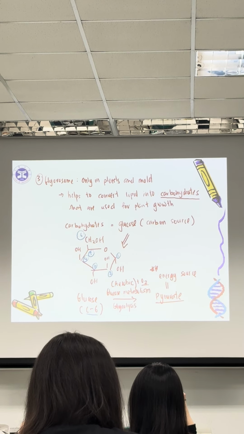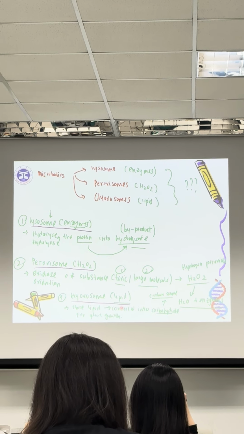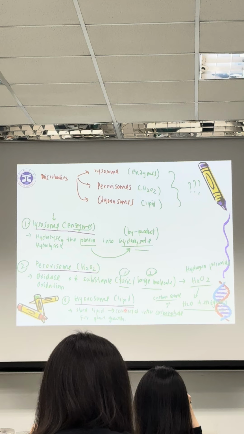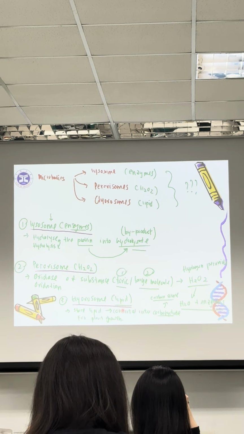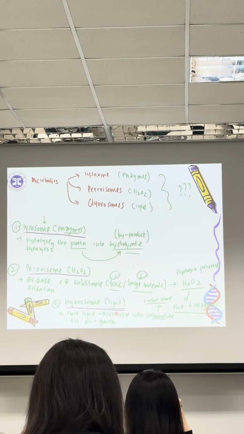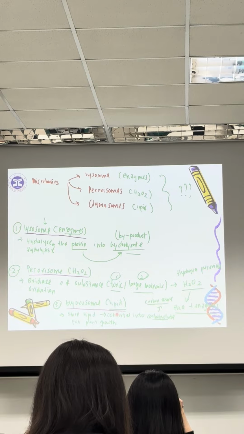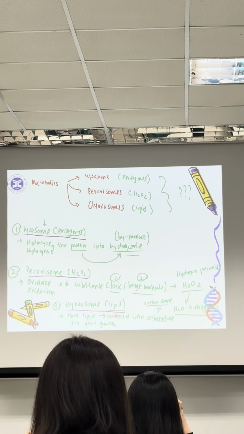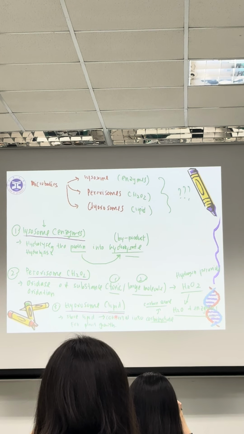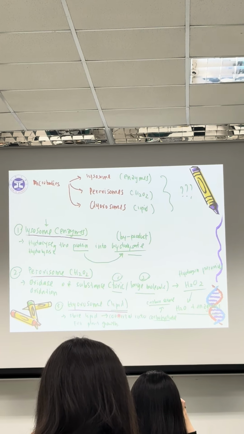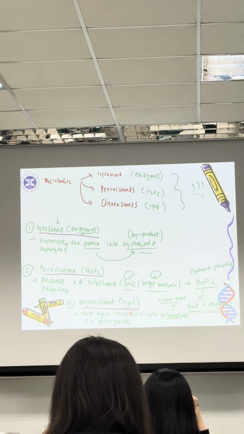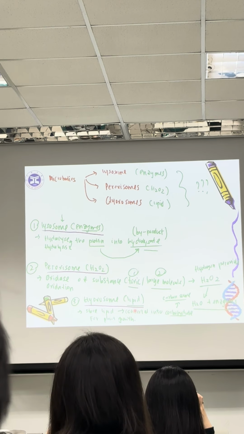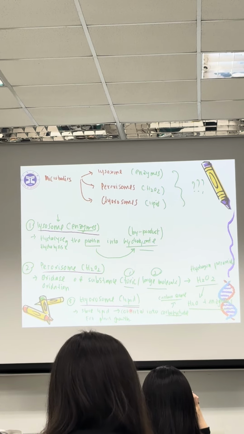So another one. How many types of microbodies are there? There are 3 types: lysosome, peroxisomes, and glyoxysomes. So please take note of these 3 types of microbodies. You need to elaborate what are these microbodies.